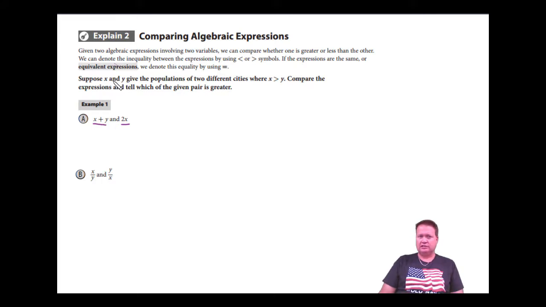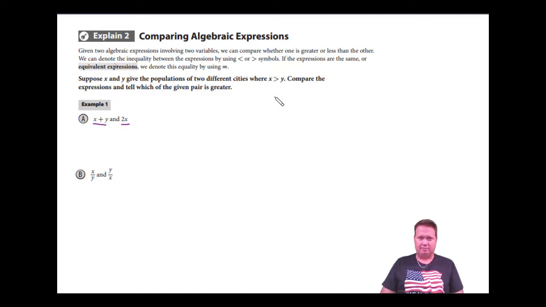So it says, suppose x and y give the populations of two cities. Okay, well, if it's the population of a city, we know that they both have to be positive. And it says x is bigger than y. And it says, can we determine which one of these is bigger? The two populations added together or multiplying the x population by 2.